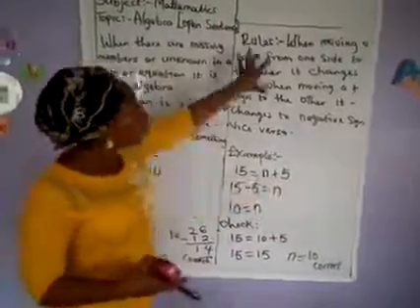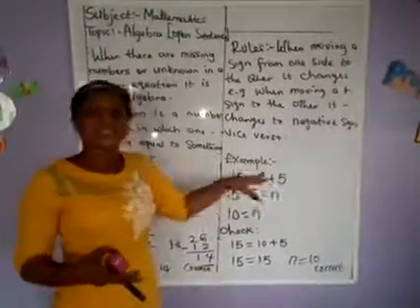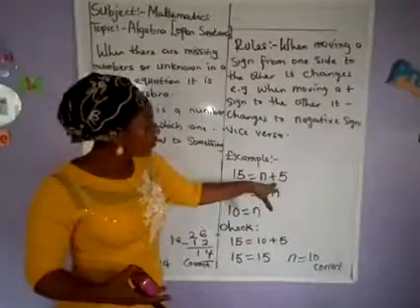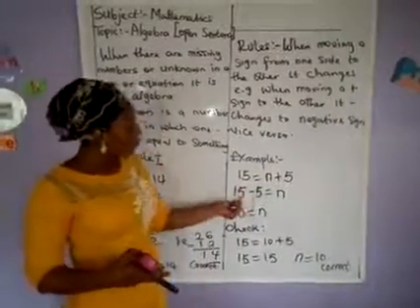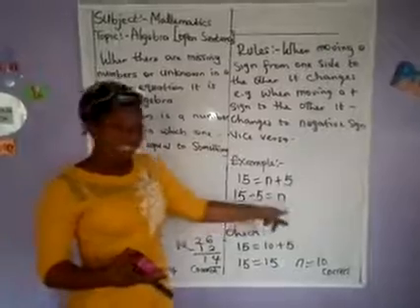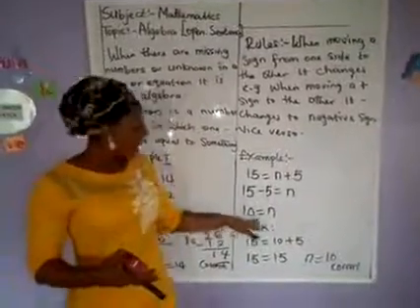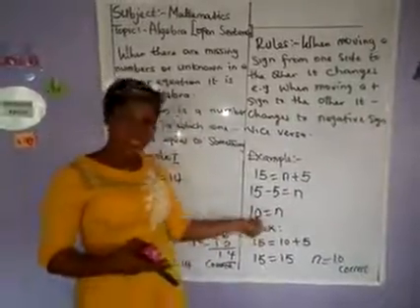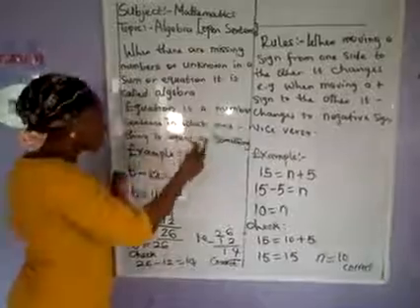Now we want to bring this together to know our n. The rule says when you are moving your signs or your numbers from any side, the sign before it changes to the other. So now this 5 is having a plus sign. When you are moving it, it changes to negative sign. So we have 15 minus 5 equals n. Now when you take away 5 from 15, you have 10. Our n equals 10. That is, the unknown number has now been known. It is 10.